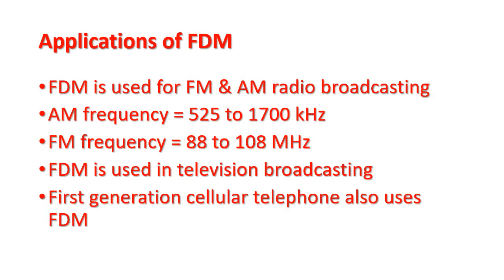These are applications of FDM. FDM is used for FM and AM radio broadcasting. AM frequencies range from 525 to 1700 kHz. FM frequencies are from 88 to 108 MHz. FDM is used in television broadcasting. And also, first generation cellular telephones use FDM.